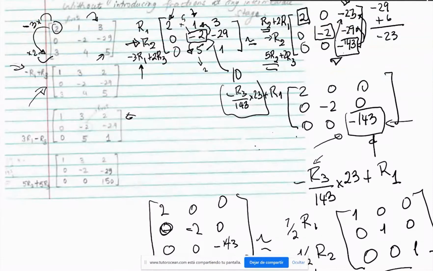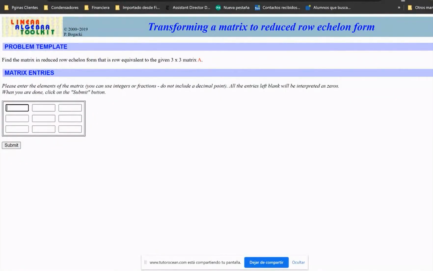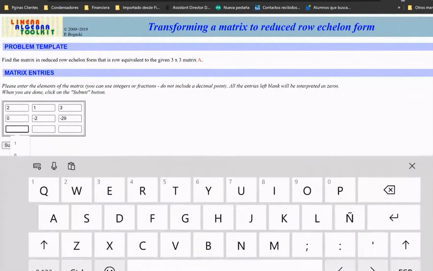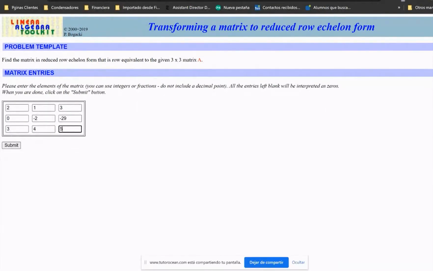Tell me those numbers: 2, 1, 3, 0, minus 2, minus 29. 1, 3, and then 0, minus 2. The second one is minus 2. The next one, minus 29. Then 3, 4, 5. And go.